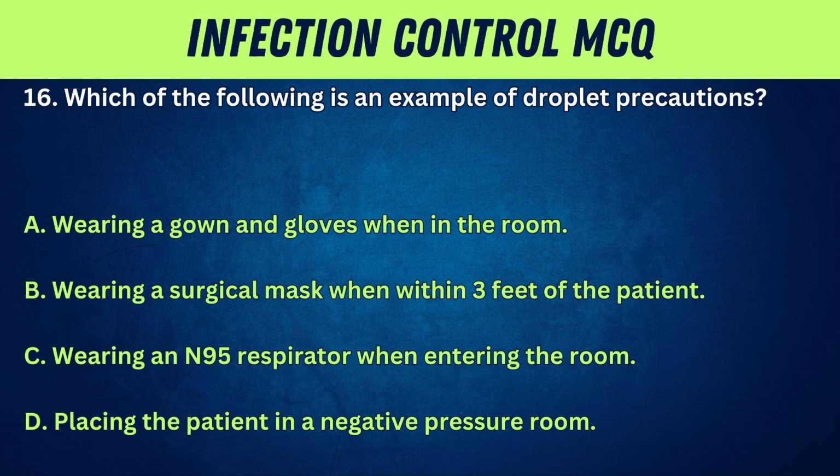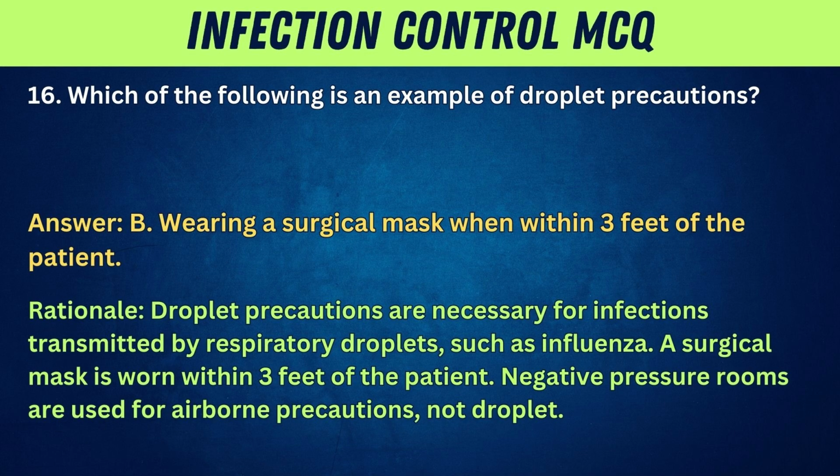16. Which of the following is an example of droplet precautions? A. Wearing a gown and gloves when in the room. B. Wearing a surgical mask when within 3 feet of the patient. C. Wearing an N95 respirator when entering the room. D. Placing the patient in a negative pressure room. Answer: B. Wearing a surgical mask when within 3 feet of the patient.